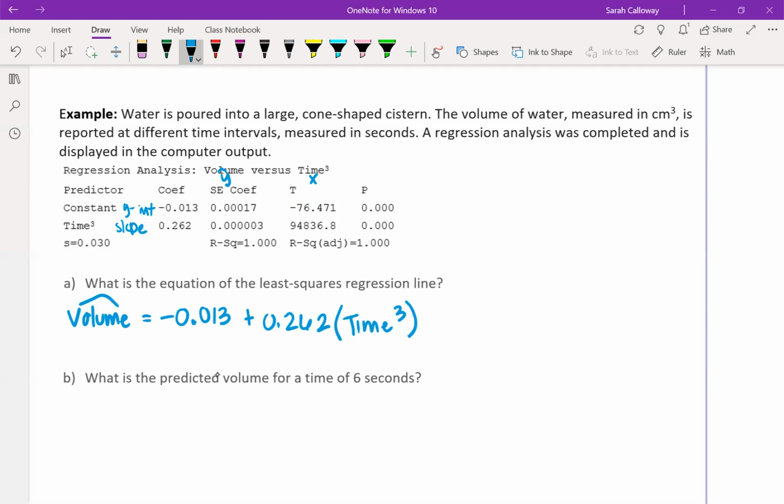Okay, so this shows me that they found a power model because volume is cubic, three-dimensional, and time is one-dimensional. And so they cubed the time to linearize this data. So once I've written the regression line, then I can find a predicted volume. So to find the predicted volume, I'm literally just plugging in 6 seconds for time.